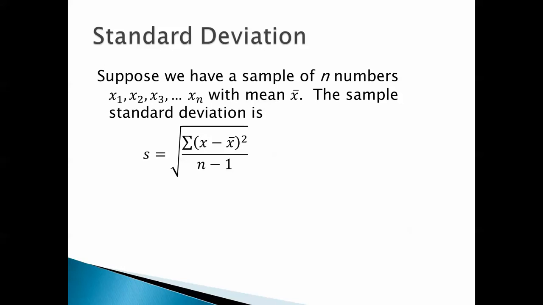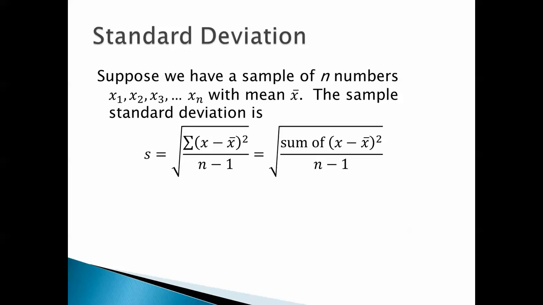So suppose we have a sample of n numbers, x1, x2, x3, all the way up to x sub n, with mean x bar. Recall that x bar is the mean of a sample. The sample standard deviation is s equals the square root of the sum of (x minus x bar) squared over n minus 1. That Greek letter capital sigma is often used to represent sum. So we have the square root of the sum of (x minus x bar) squared over n minus 1.